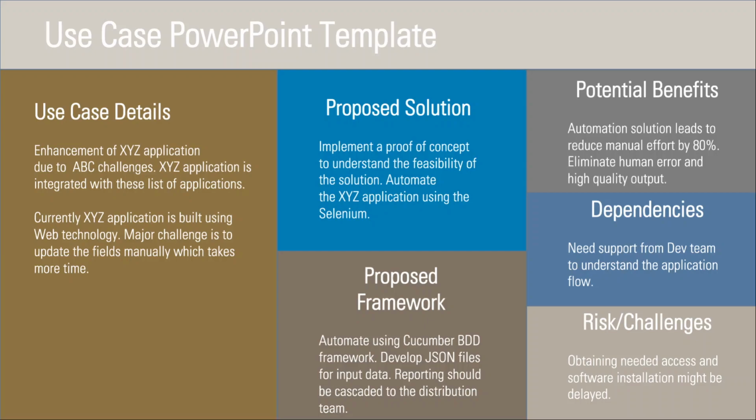The third one is the proposed framework, or how you are planning to do this work and implement the solution. That can be written down here. The fourth one is the potential benefits, what benefits you foresee when you implement this solution. The fifth one is the dependency: while implementing the solution, what dependencies you have, what support you need, and what items you need. You can write it down here. And the last one is the risks or challenges you might foresee while doing this solution. Those details have to be presented in one slide when you project it in your business forum. So having this in mind, let's get into the design.